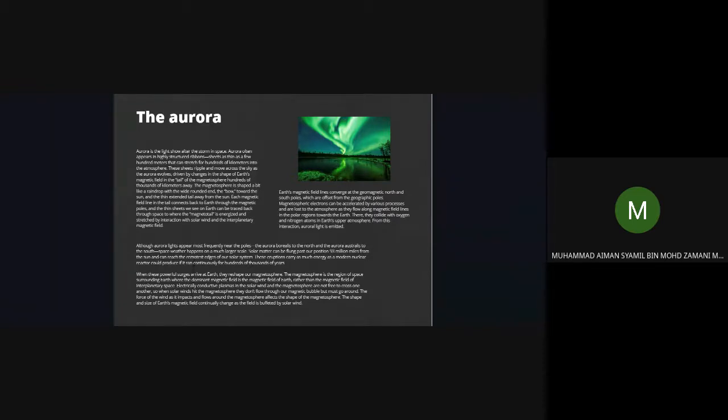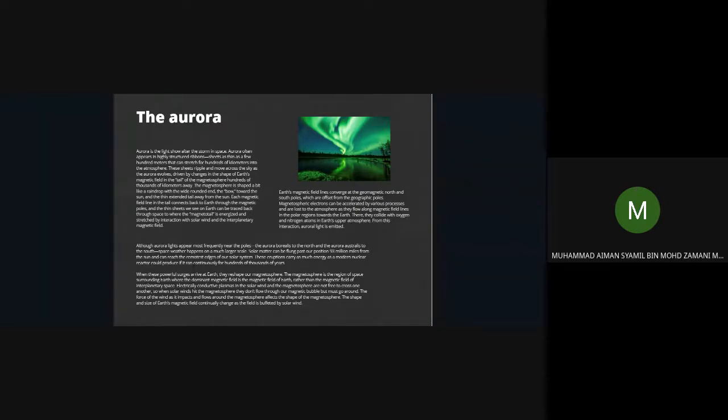Earth's magnetic field lines converge at the geomagnetic north and south poles, which are offset from the geographic poles. Magnetospheric electrons can be accelerated by various processes and are lost to the atmosphere as they flow along magnetic field lines in the polar regions toward the Earth.